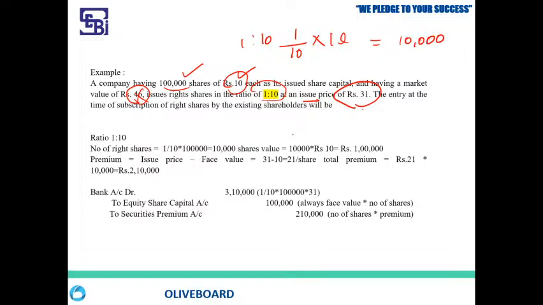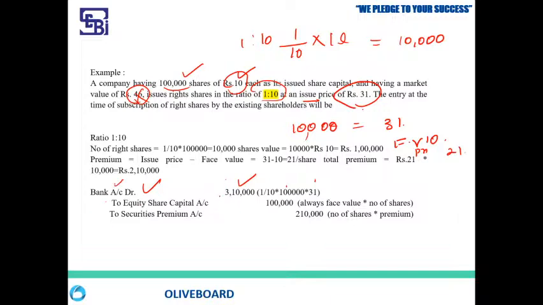All right. Now, what is the issue price? 31 rupees. So face value is 10. Then premium is how much? 31 minus 10, 21 rupees is the premium. So bank account, how much am I going to receive from the shareholders? 31 rupees. So 31 into 10,000 shares. So if I put 10,000 shares, bank will be receiving 3,10,000 from my shareholders. So bank account debit 3,10,000.